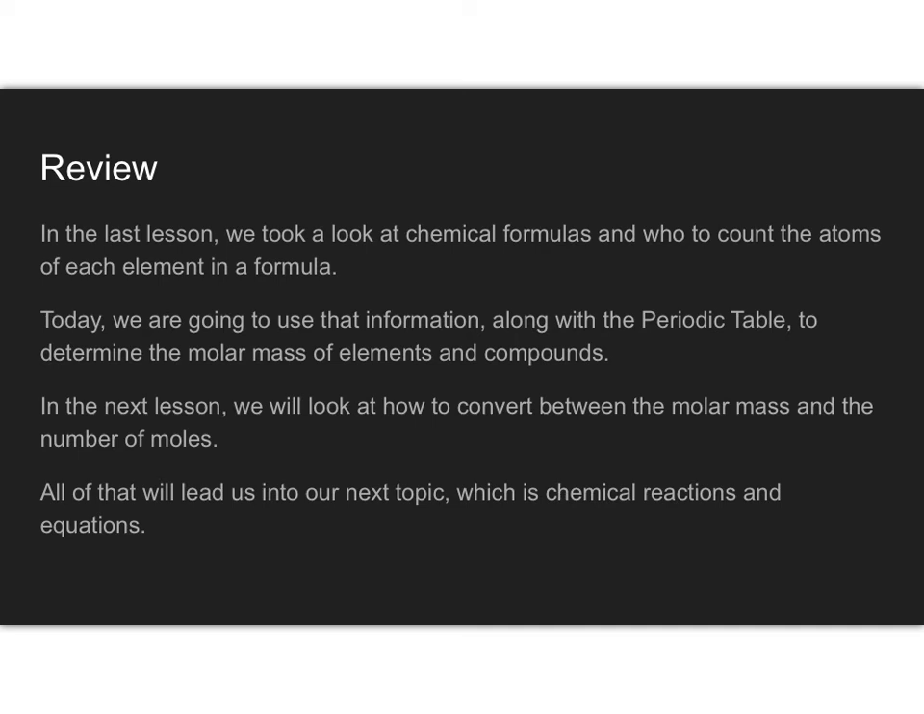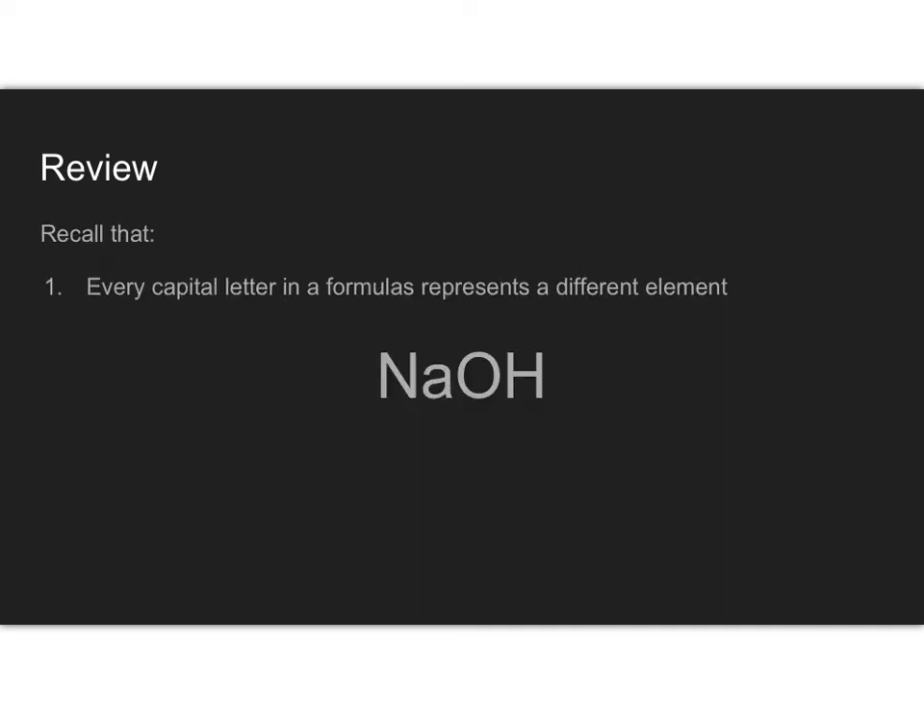Remember that what we said in the last video was that when you look at a chemical formula, every capital letter represents a different element. So how many elements are there in this compound? Well, let's take a look. You have a capital letter followed by a lowercase letter here, so I'm going to separate that. Then you have another capital letter here. So we have a total of 1, 2, 3 elements: sodium, oxygen, and hydrogen. And 3 atoms, because there's no subscripts, which means there's only 1 atom of each type.